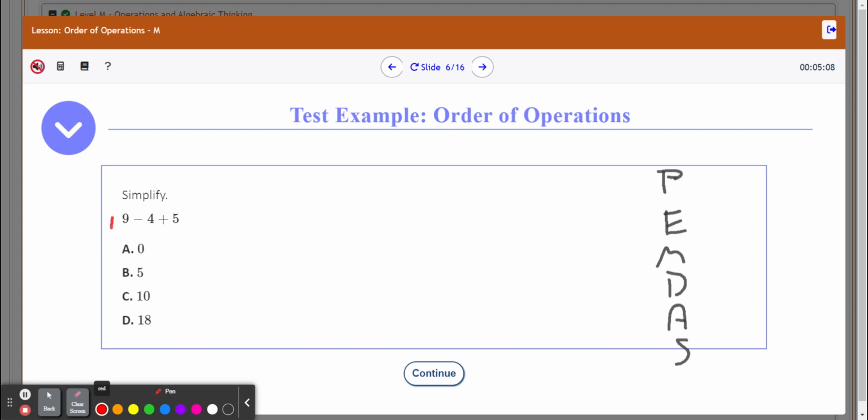So what do I see here? The minus sign, subtraction, comes first. So the first thing I do is subtract. 9 minus 4 is 5. Then I take that 5 and I add this 5. So 5 plus another 5 gives me 10.